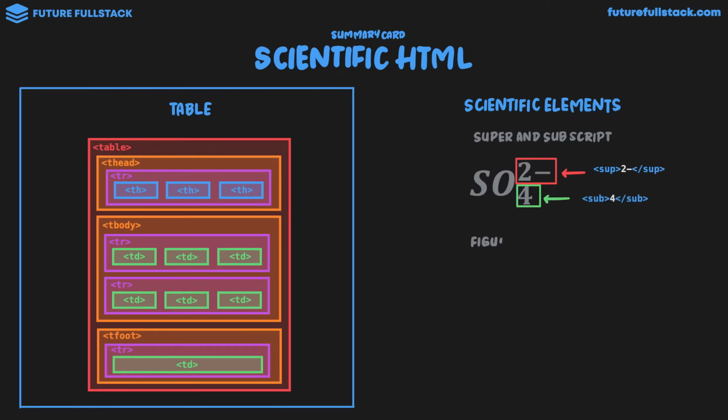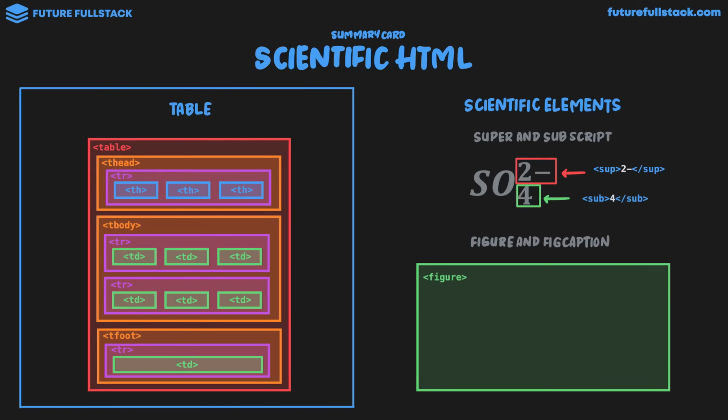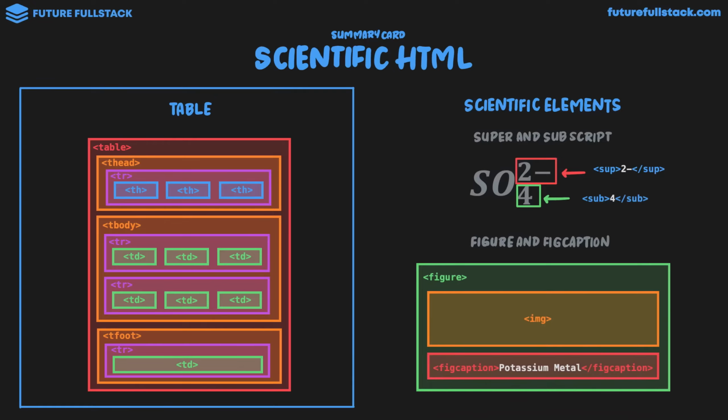We then looked at the figure and fig caption tags. The figure tag is the main wrapper element, which contains the figure elements. It can contain an image and a fig caption tag, which is used to describe the image.